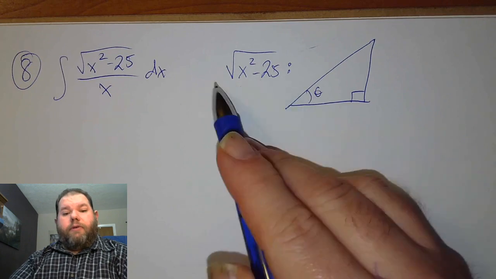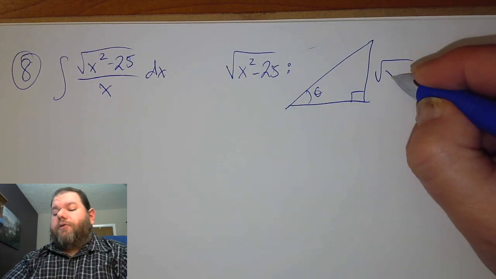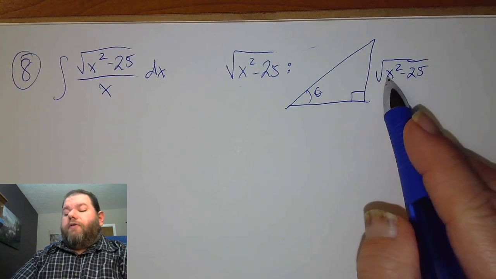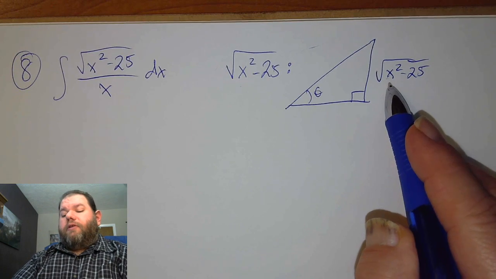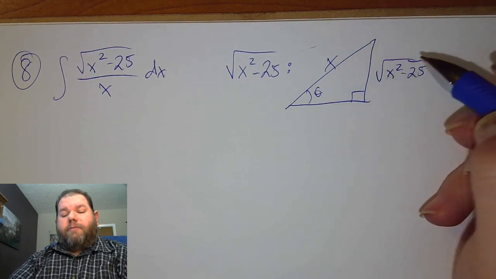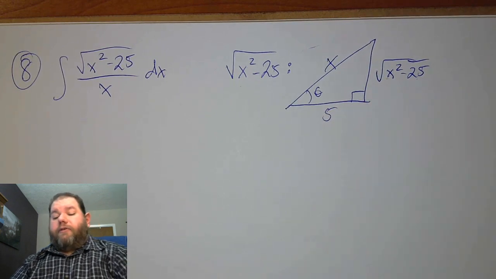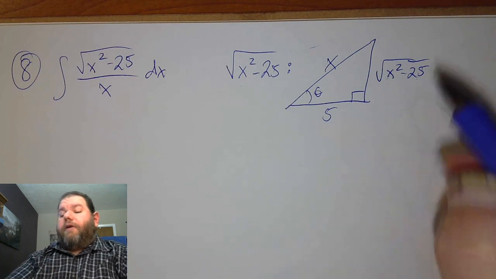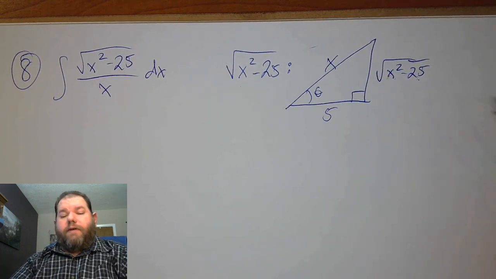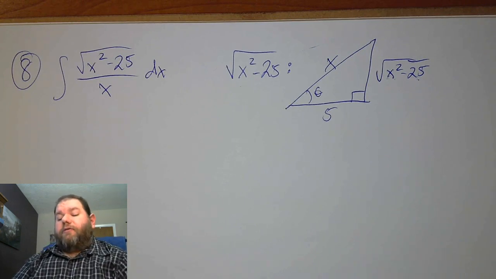We have a difference of squares. Anytime we have a difference of squares, we'll make that our right-hand side, square root of x squared minus 25. Whatever's first and under the radical, and when it's a difference of squares, whatever's first goes on the hypotenuse, and whatever's second goes on the other side, the other leg. So we have square root of x squared, which is x, and square root of 25, which is 5. So that's our setup for our triangle.